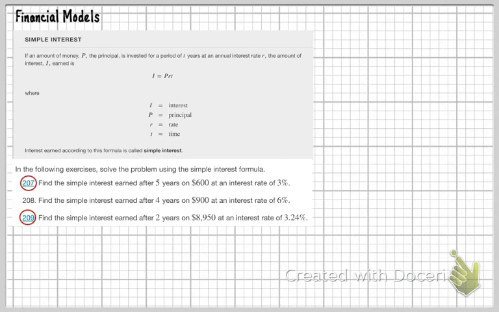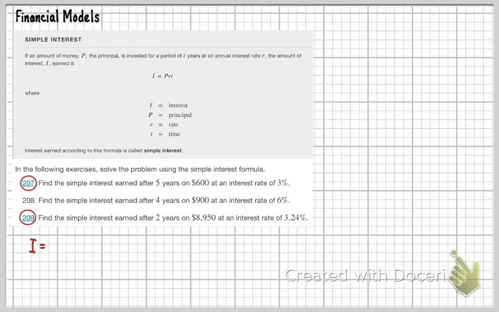Okay, I got a couple of problems down here we're going to do. It says in the following exercises, solve the problem using the simple interest formula. So find the simple interest earned after 5 years on $600 at an interest rate of 3%. So we're just going to find the simple interest. So we're going to find I. I means interest. And then it's I equals PRT.